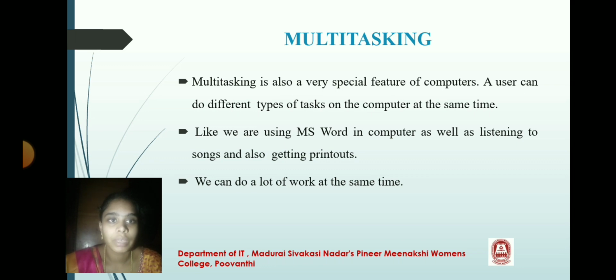And we can do a lot of work at the same time, but when we compare the computer with us, it takes some time to decide which task is to be performed first, and the second task, and the third one. But as humans, we have certain experience about multitasking. We first finish these things, and then proceed in a step by step manner.